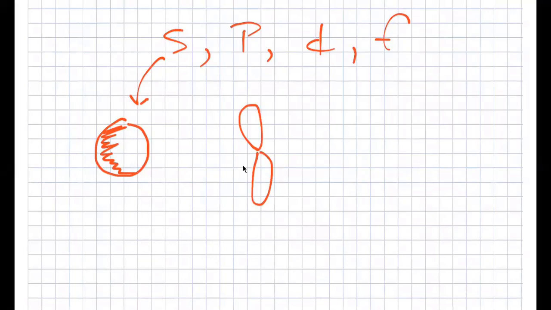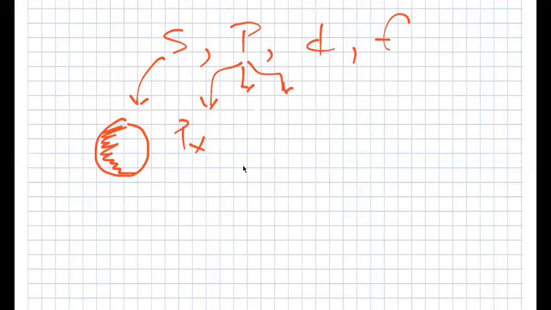Now, what do you know about the P as far as the plus 1, 0, minus, the M sub L number? How many P orbitals are there? 3. Good. So I'm going to put that down here. PX, is that right?